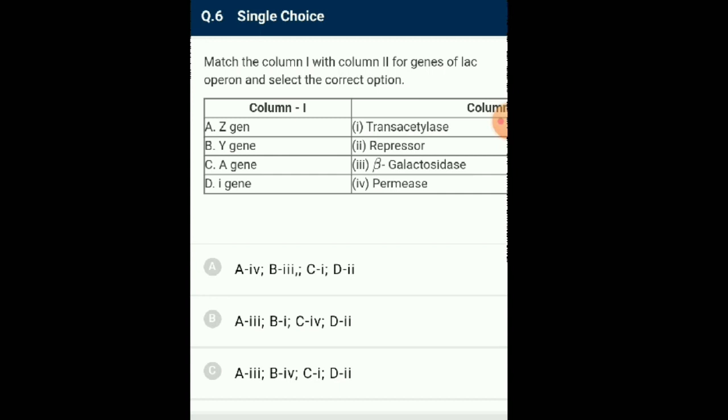The i gene is the regulatory gene that produces repressor protein. It inhibits the expression of the structural gene. Such regulation of gene is called negative regulation. The structural genes include the Z, Y, and A genes that produce beta-galactosidase, permease, and transacetylase enzymes respectively. So the answer for this question is option C. Option C is correctly matching.